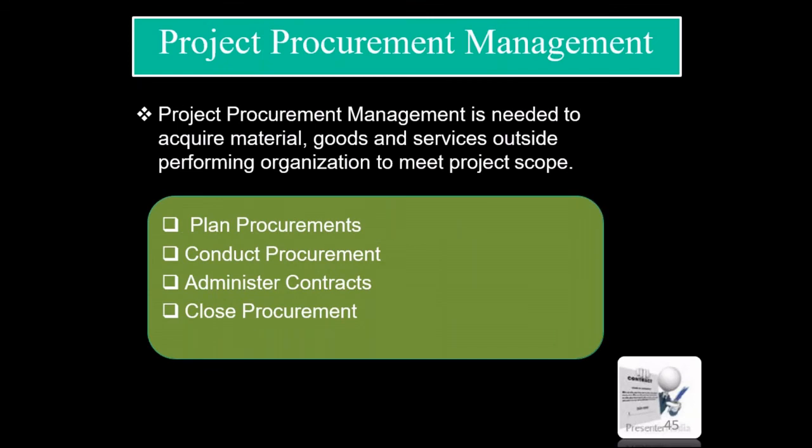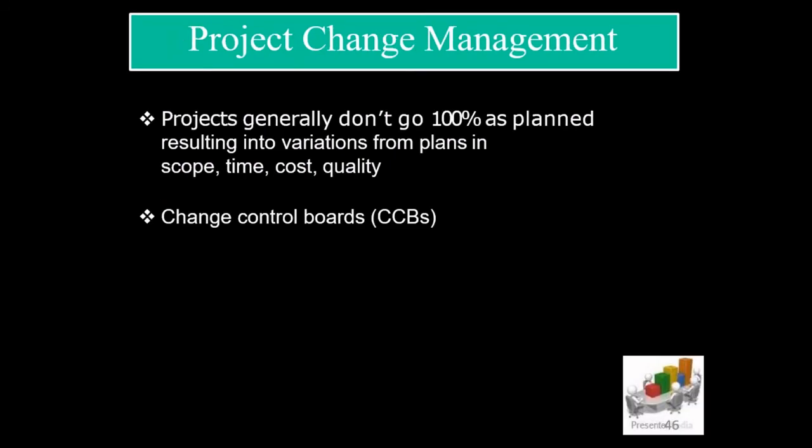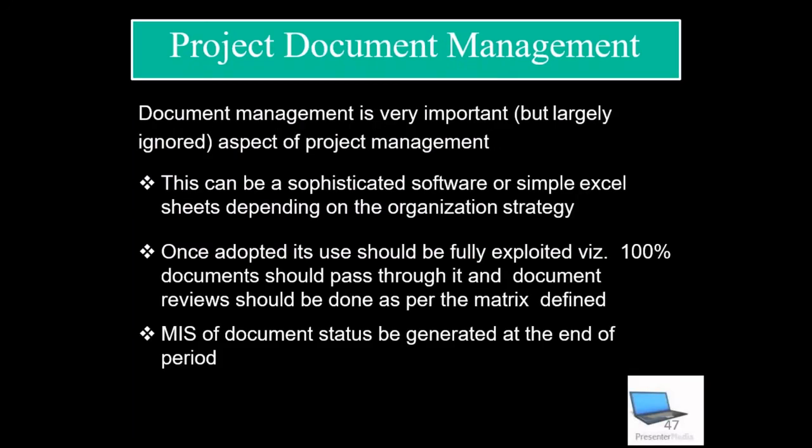Procurement: I told you that the material has to come in time. So it is needed to acquire material, goods and services from outside the organization to meet the project scope, whatever the project scope is. Because of that, it has to be done. Projects generally do not go 100% as planned, resulting in variation from plans in scope, time, cost, quality. Change management: generally, change control boards should be there.